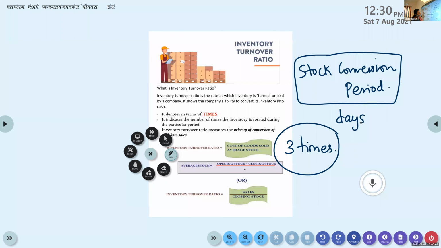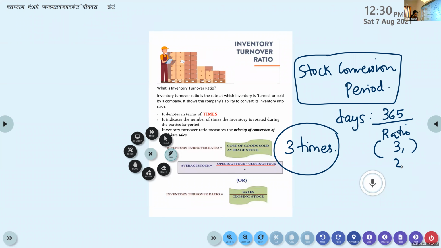So if we want to find it in the form of days, how many days it will take to convert the stock into sales, then we keep 365. In a year, we know there are 365 days. 365 divided by the ratio. If it is 3 times, it is 3. If it is 2 times, it is 2. Likewise.